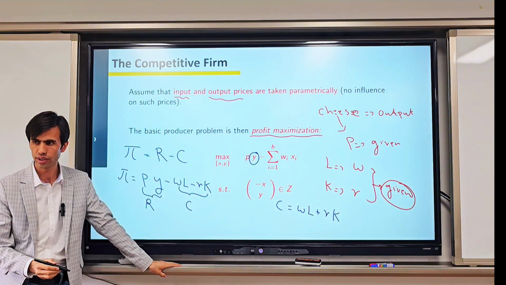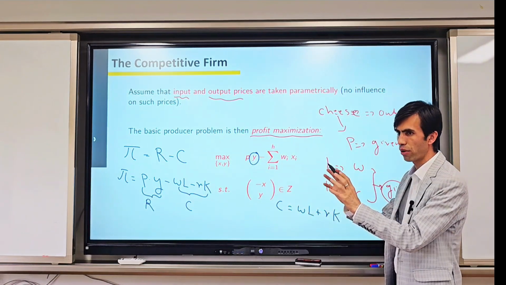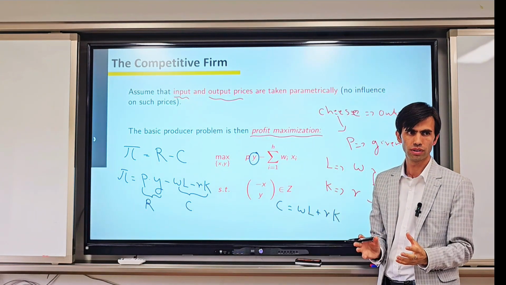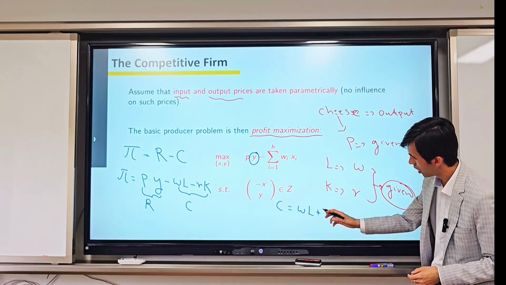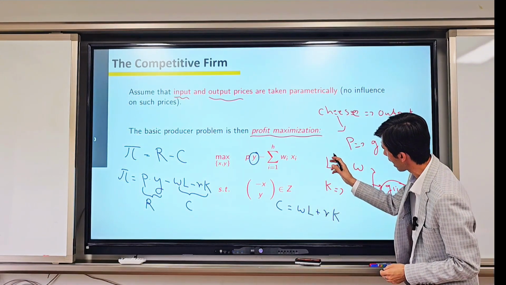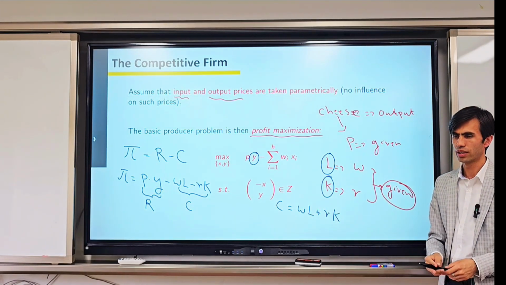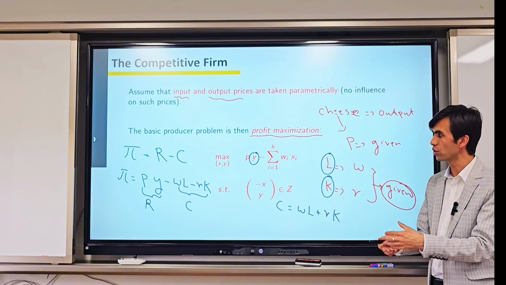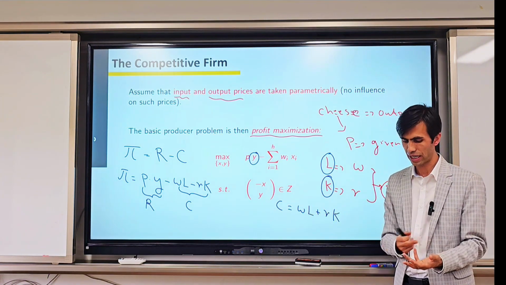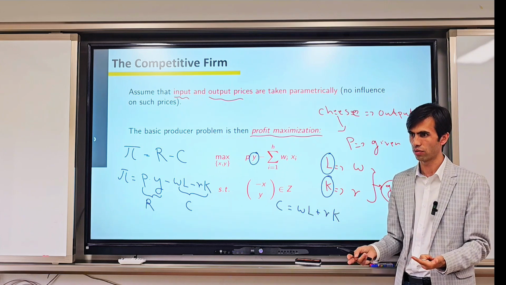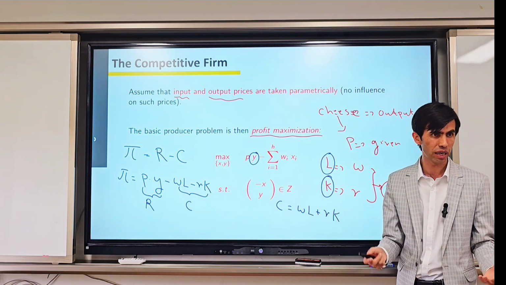Our output is Y, but we are producing this output by a combination of inputs. So in a simple case, we assume that we only have two inputs, which are L and K, labor and capital. But in reality, we use many inputs. We use labor, capital, raw material, entrepreneurship, natural resources, and many other things.